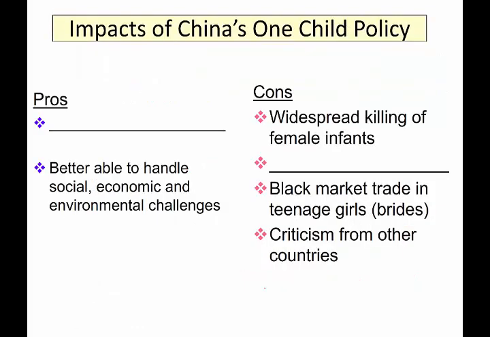So if we look at China's one-child policy, what were the pros and cons? Well, the pros were the population growth did decrease. And China was better able to handle social, economic, and environmental challenges with fewer people. But on the other side, the cons were that there was widespread killing of female infants.